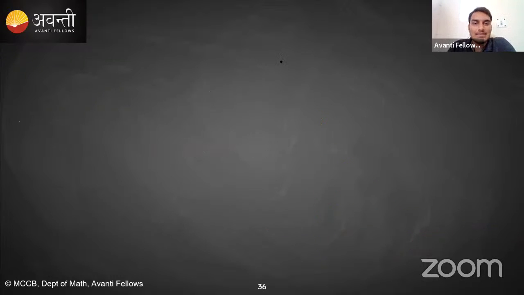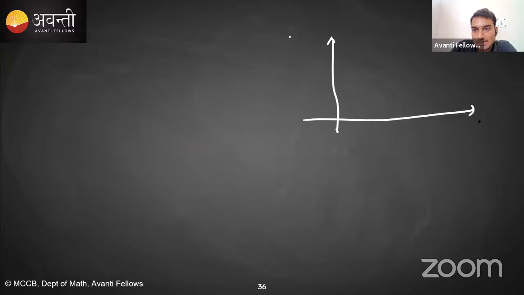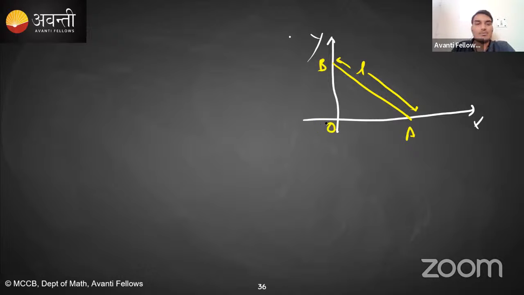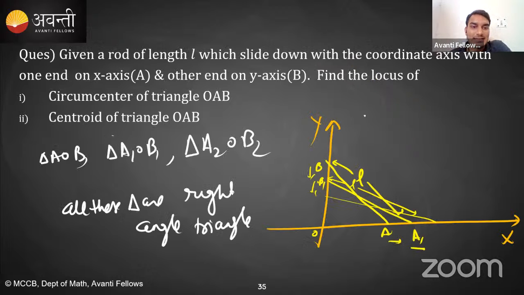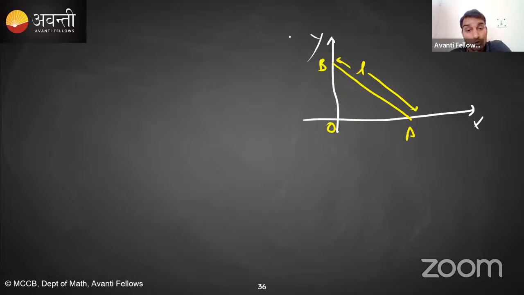So now what happens is, let's say after some time, at any point at any time, this is the situation. This is your rod whose length is L, this point A, this point B, this point O. So the first question is saying to find the circumcenter of triangle AOB.